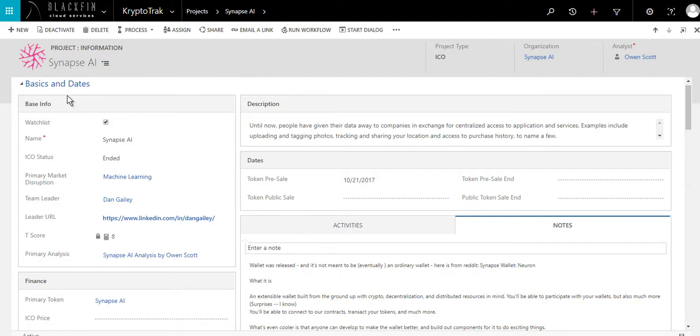So these two are certainly ICOs. Definitely Synapse AI is an ICO. Put it on the watch list, just a simple little checkbox. The ICO status, it's ended. It's definitely ended. They're done. There was a series of phases, you'll see as we go further down below.